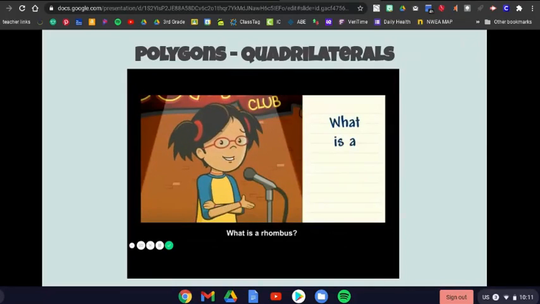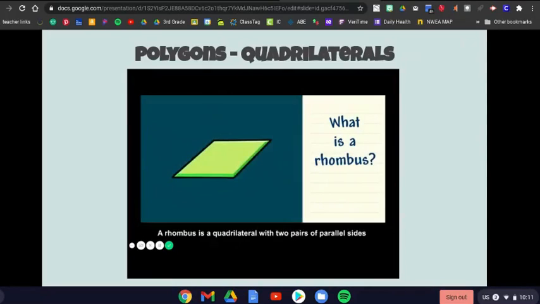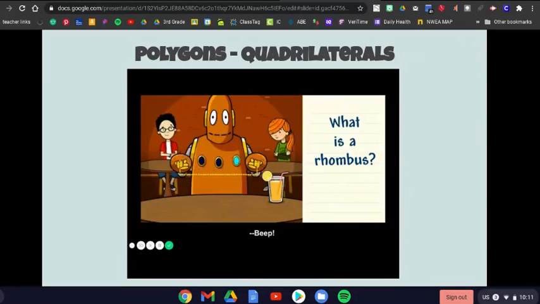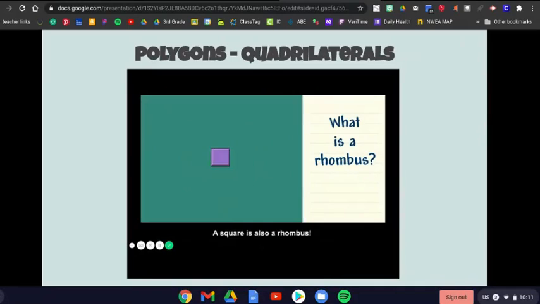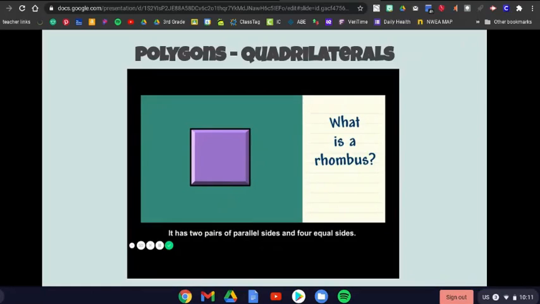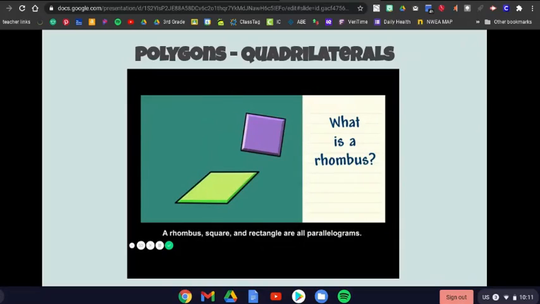What is a rhombus? A rhombus is a quadrilateral with two pairs of parallel sides and four equal sides. Right, Moby. A square is also a rhombus. It has two pairs of parallel sides and four equal sides. A rhombus, square, and rectangle are all parallelograms.